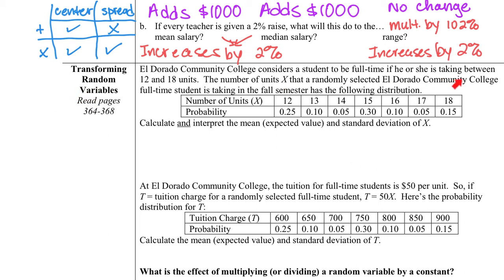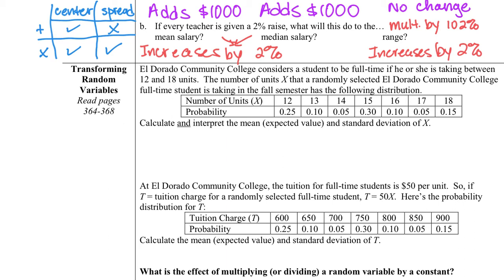So we've got this example here. El Dorado Community College considers a student to be full-time if they're taking between 10 and 18 units. X is the number of units, so that's the randomly selected, that's our random variable. The number of units that a full-time student is taking has the following distribution. So you can see most students are taking 12 or 15. Probably makes sense because most classes are about 3 credits or 3 units. So multiples of 3 would be more likely.